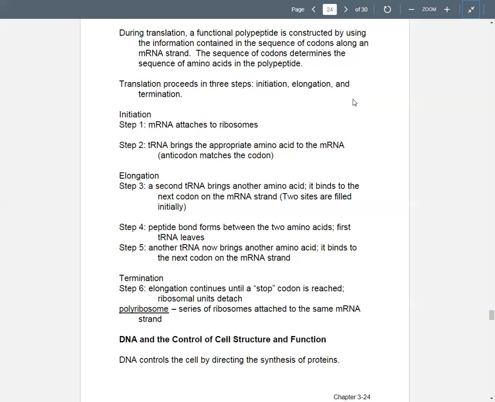Okay, so I'm going to give you all a minute. You can explain translation to your partner and make sure you understand the difference between translation and transcription. Okay.